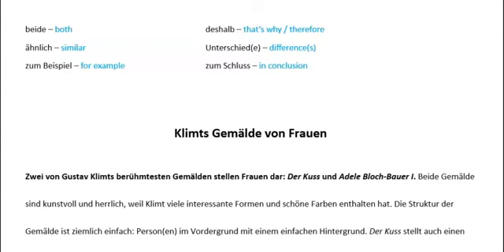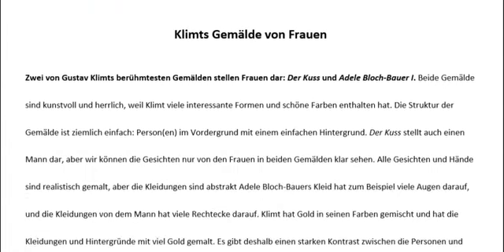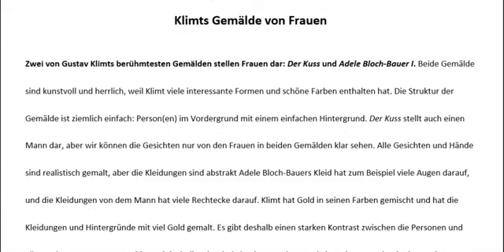In this paragraph, we are comparing Klimts Gemälde von Frauen, Der Kuss und Adele Bloch-Bauer 1. So the reason why it's called Adele Bloch-Bauer 1 is because he did also paint another portrait of her later, so that one is labeled number 2. So I'm going to read through this paragraph. I have bolded a few of the sentences that kind of show you the structure, the organization that I put into this paragraph.